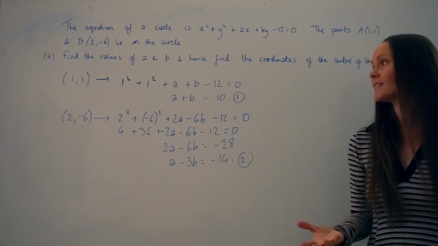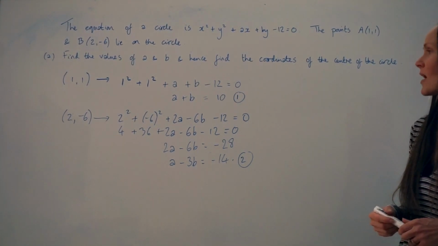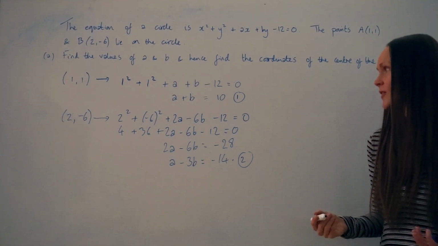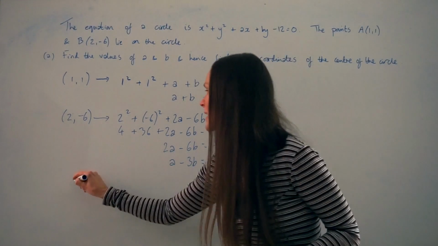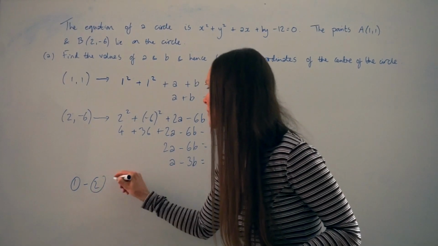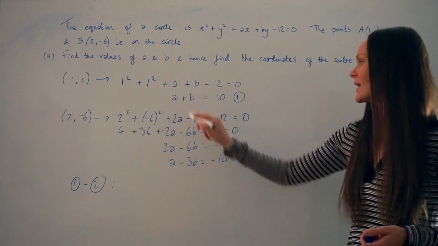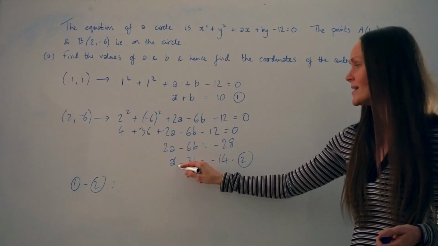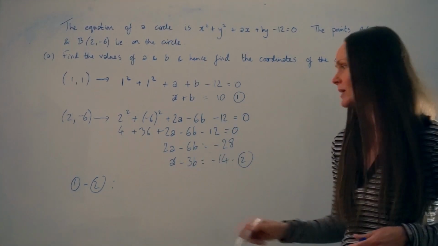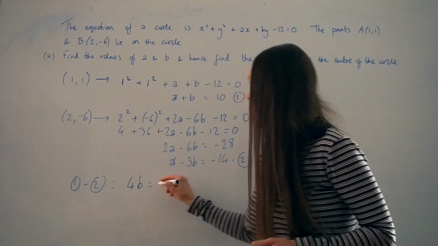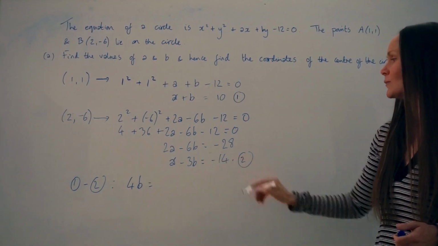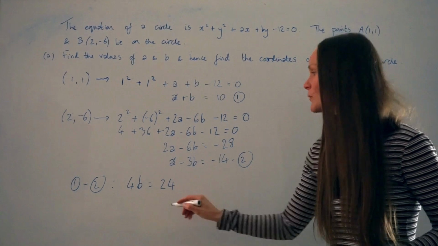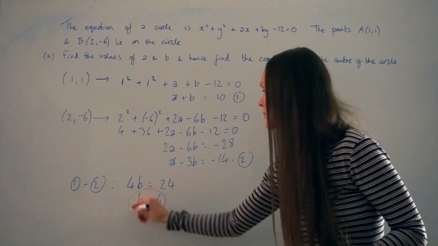I'm going to solve the simultaneous equations, and I can see that by subtracting these two equations, the a terms will cancel each other out, and then I can solve for b. So I'm going to take equation 1 and subtract equation 2. If I do a take away a, these are going to cancel. If I do b take away negative 3b, it's the same as b plus 3b, which is 4b. And then if I do 10 take away negative 14, it's the same as 10 plus 14, which is 24. And if I divide by 4 on both sides, I find that b is equal to 6.